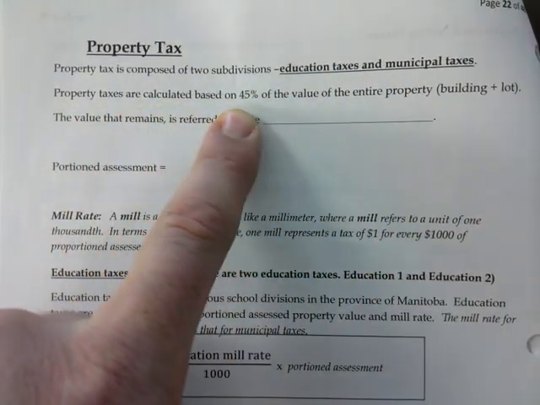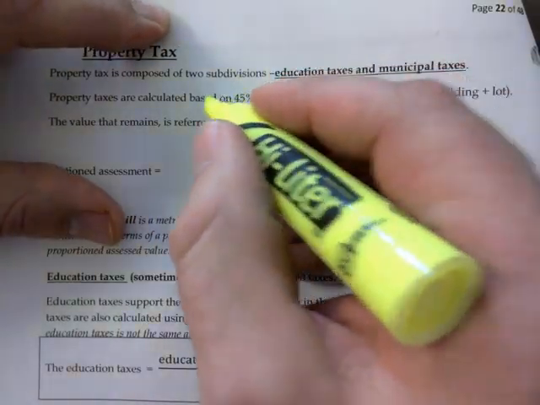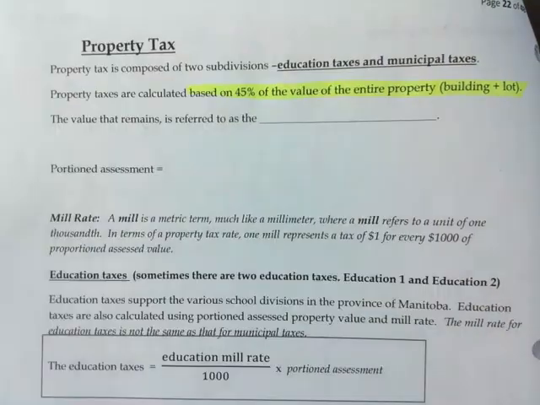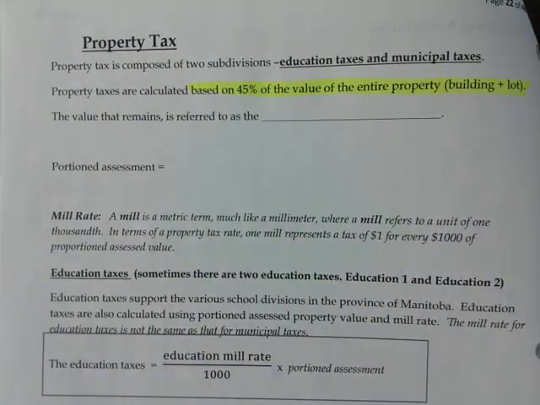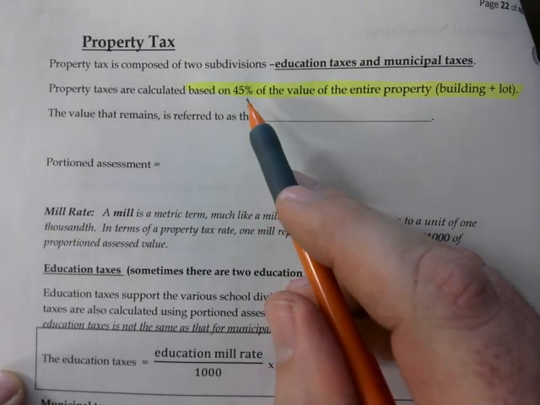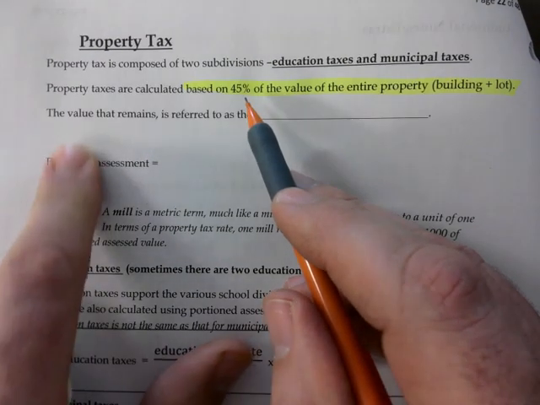Property taxes are calculated based on, if you have a highlighter, it's always based on 45% of the entire property, building and the lot. So they don't tax you on the whole property value, only on 45% of the value of the home, which is nice. Well, no, that's what they're gonna tax you on. That's not how much taxes you pay.